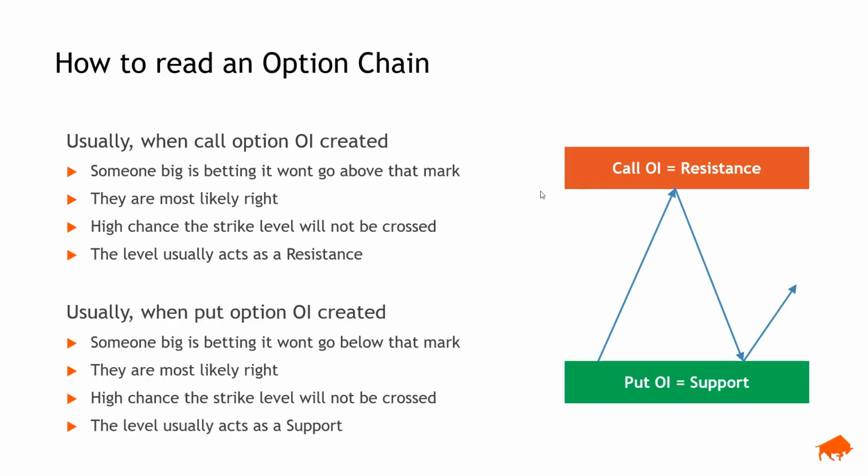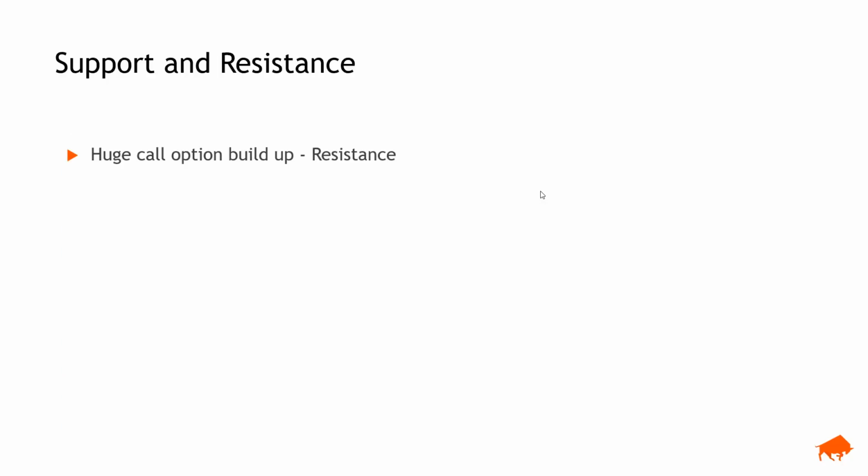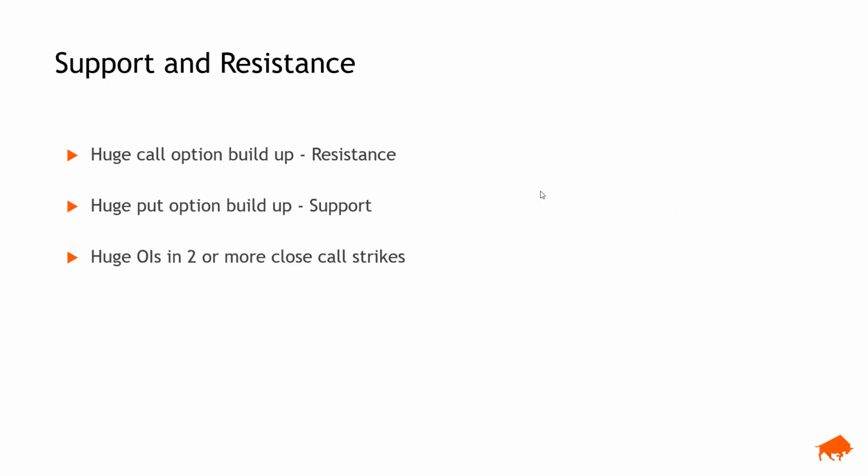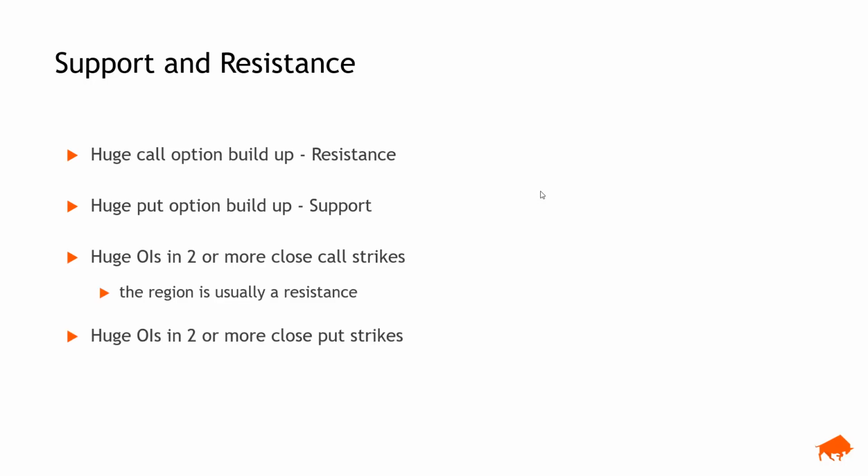And we just went through this, so I'll not read out this slide and repeat what I said so far, but let's leave it on the screen for a second. Okay, so a huge call option buildup is a resistance, a huge put option buildup is a support. If there are huge OIs in two or more close call strikes, it's a zone of resistance. If it's a huge OI in two or more close put strikes, it's usually a region of support, right? And that's also simple.